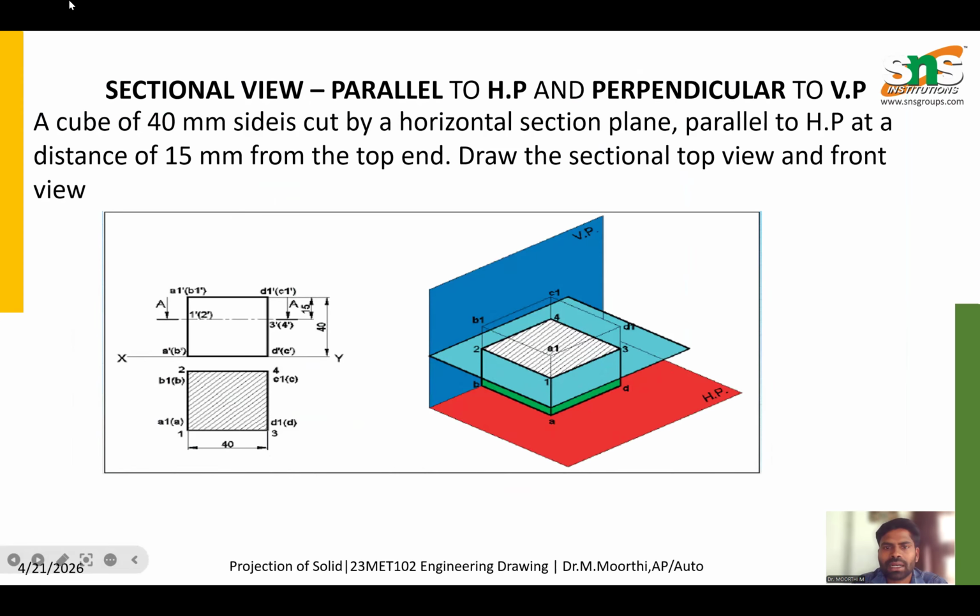Here we have a simple problem: a section view parallel to HP and perpendicular to VP. A cube of 40 millimeter side is cut by a horizontal section plane, parallel to HP, passing at a distance of 15 millimeter from the top end. We should draw the sectional top view and front view. Here it is represented in the three-dimensional view, where the section plane is parallel to HP and passes through the solid 15 millimeter from the top end of the solid.